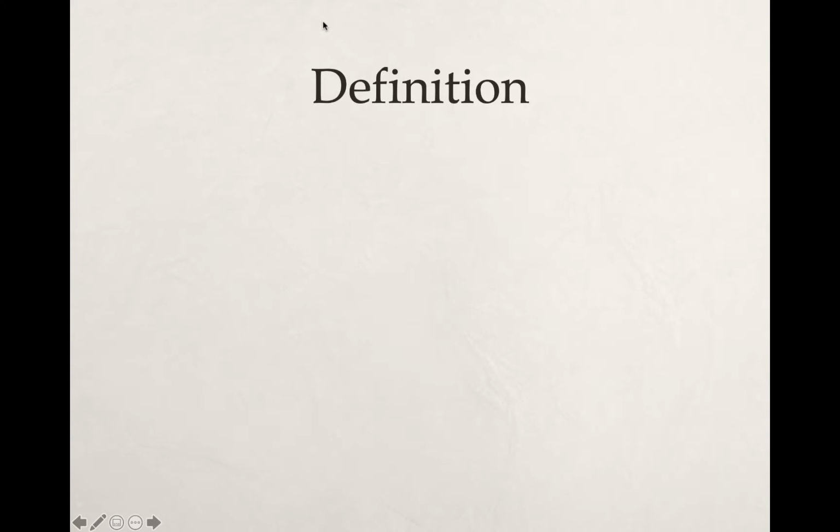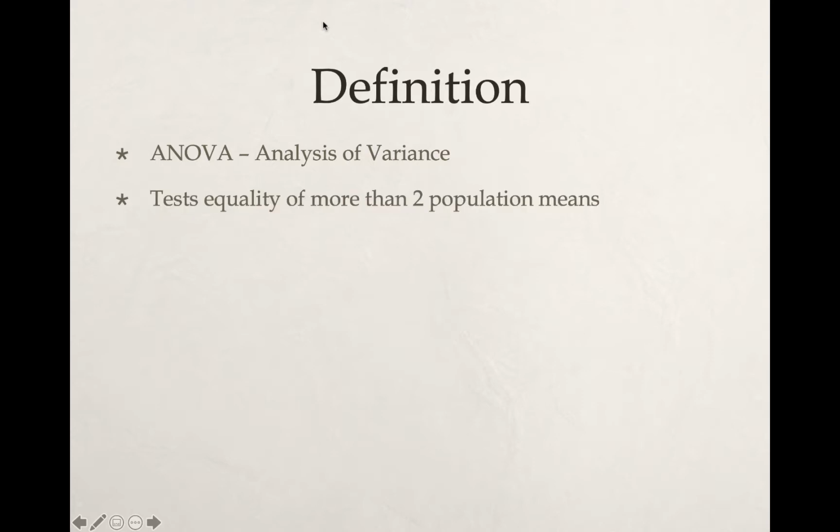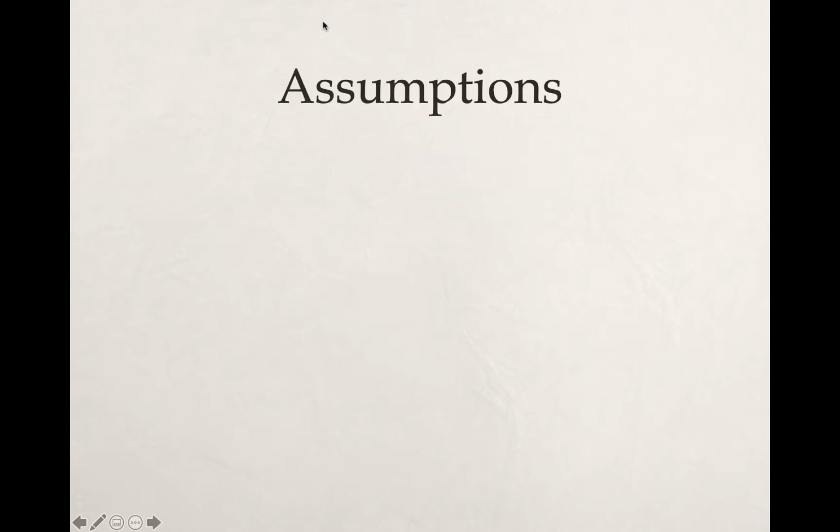All right, so what is an ANOVA? ANOVA stands for Analysis of Variance, and we will get into a little bit of the theory in a minute of why we are referring to variance in the title. But at the end of the day, it's testing for equality of more than two population means. Again, that's a little bit of fancy stats talk for having more than two samples.